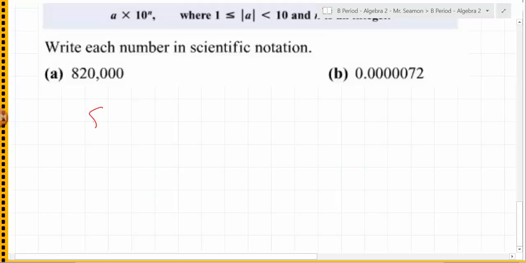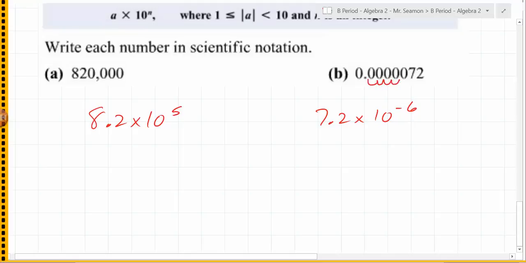What is the first one? 8.2 times 10 to the 4th. Yeah, who agrees with that? Nice. Rachel, what about the second one? I do. Anybody get the second one? I did. Lauren. 7.2 times 10 to the -6. Yeah, let's just count that. 1, 2, 3, 4, 5, 6.